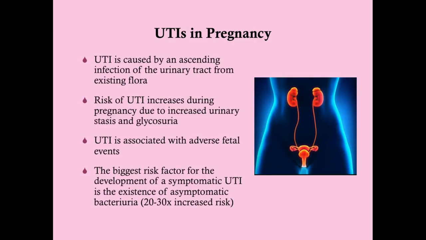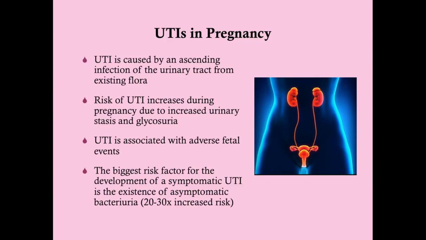All right, so what is a UTI? What's it caused by? Well, it's caused by an ascending infection, and that infection comes from bacteria usually in the rectum, in that area. What's the most common cause of a UTI? The most common cause of a UTI is E. coli, Escherichia coli. It makes up about 80 to 90% of UTIs.